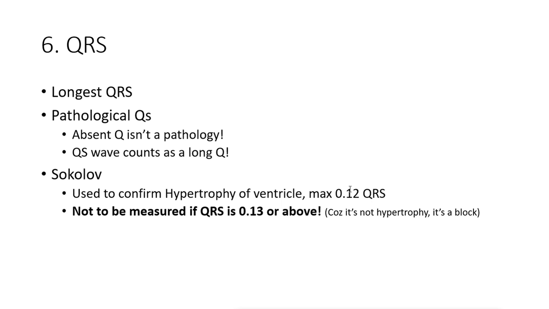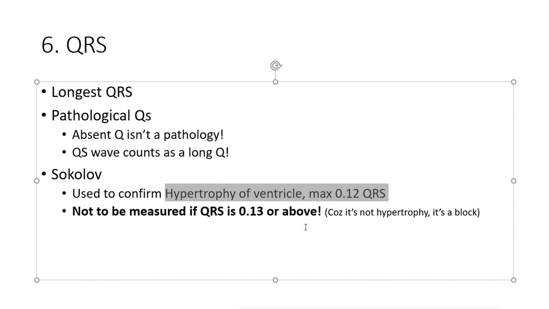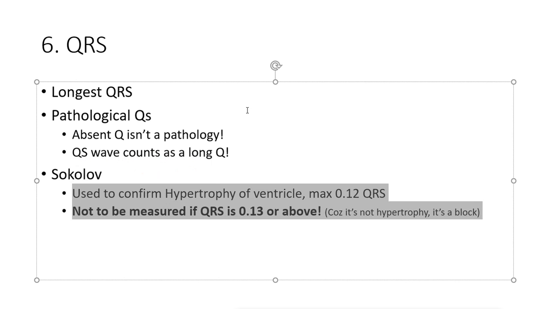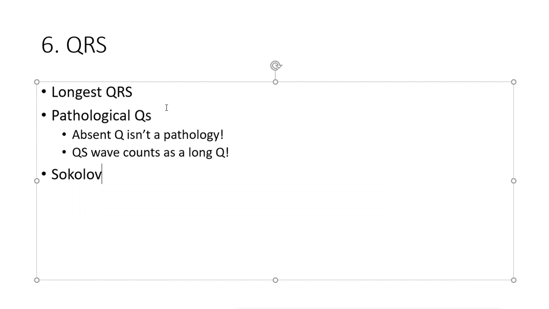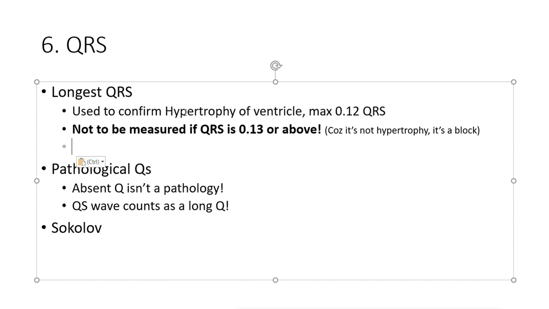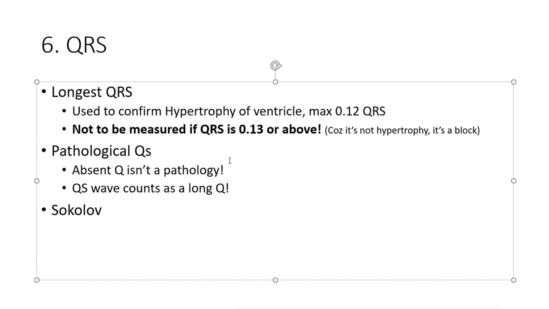However, if it is bigger than 0.12, you don't calculate Sokolov, okay? Before you take the Sokolov index, it's probably not hypertrophy, it's a block. Maybe I'll put this over here, I think that's more appropriate. So we use that to check whether the QRS is long or not, and we use Sokolov to measure the hypertrophy of the ventricle.